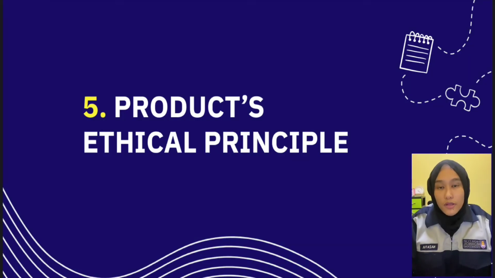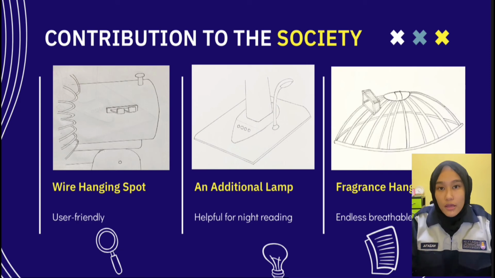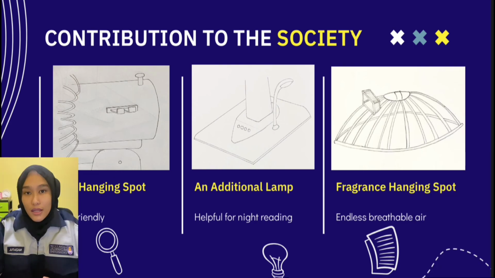Okay, next I'm going to explain about the product's ethical principle or the product contribution to the society. From this mini project, we had created a user-friendly table fan. Our product is very useful to the society as it can give an easy access to the table fan users. From our product, users can easily hang their fan wires and they can avoid the wires from being twisted or strangled. Other than that, our product also can give the users a more breathable air as they can hang their favorite fragrance at the front guard of the fan.